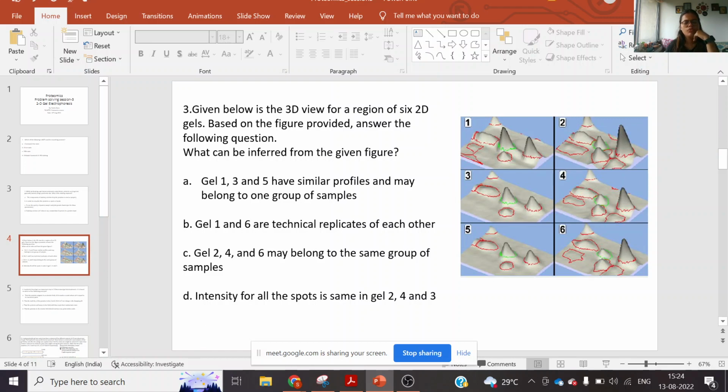So what about option C? This option is ruled out, option B is ruled out, and option A is correct because we have gone through the 1, 3, and 5 images and more or less they are similar. So what about C? Anyone wants to comment? Do they belong to the same group or a different group? Option C may be correct.